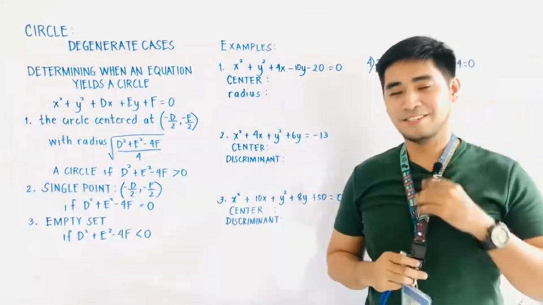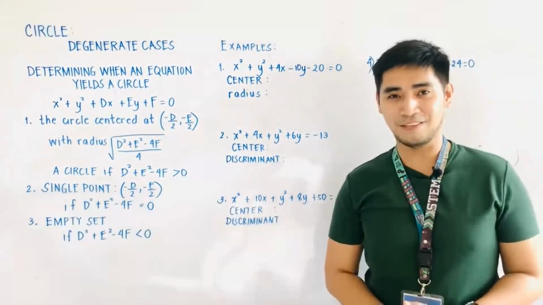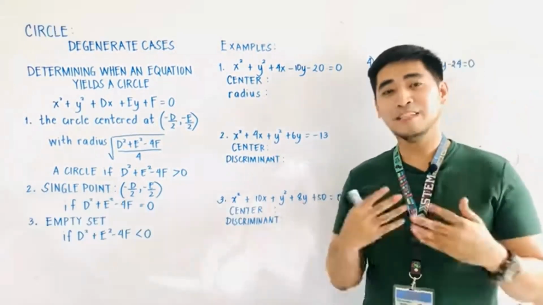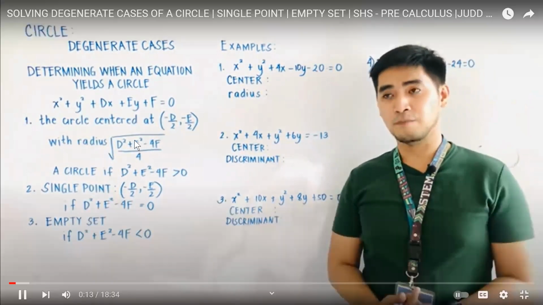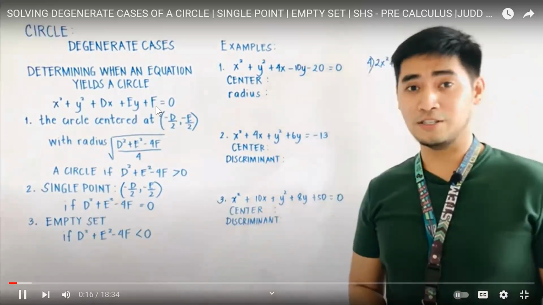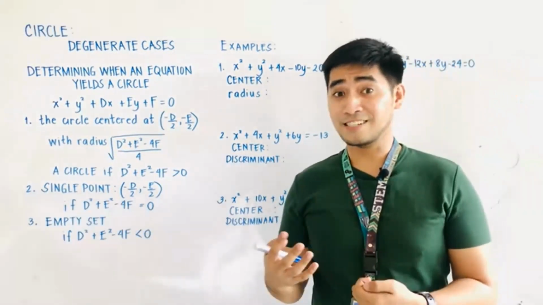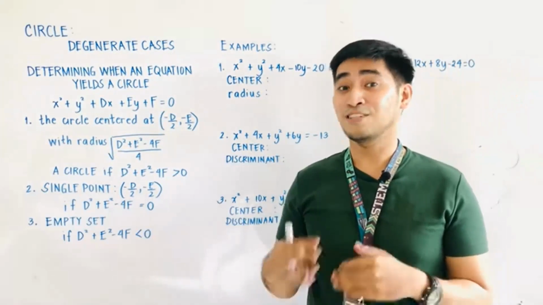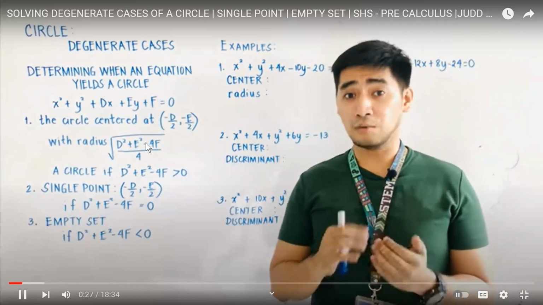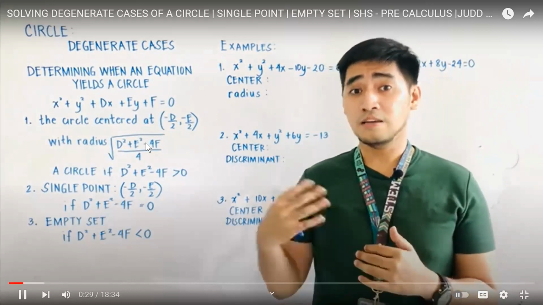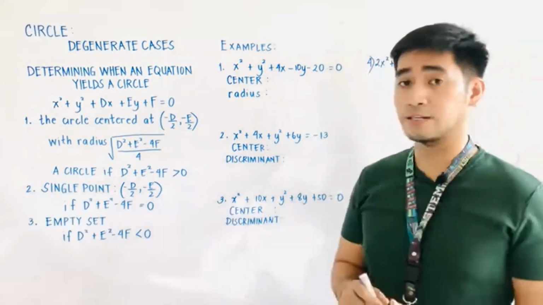Hi, judges. Welcome to another segment of Monterey Liwag Memorial High School Senior High School Math TV. And for today, we will be discussing the different degenerate cases of a conic section. So let's start with the first conic section, which is the circle. So when do we know that an equation will yield a circle? Okay, so that is our topic for today. If the given general equation of a circle will give us a graph of a circle. So, determining when an equation yields a circle.